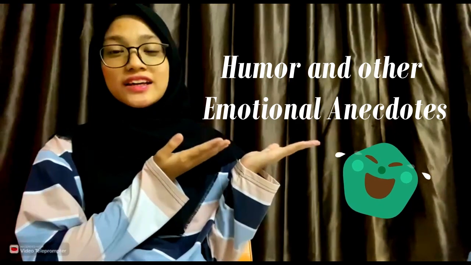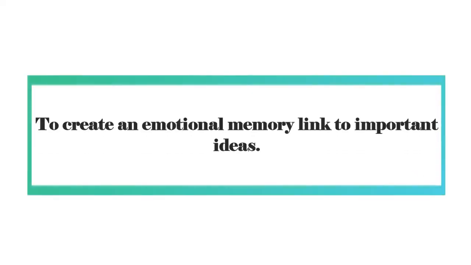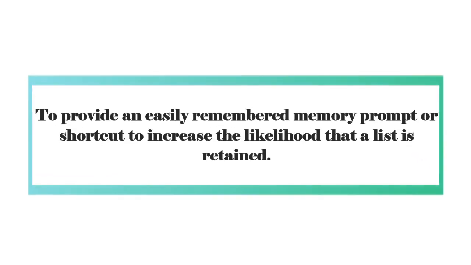The fourth technique is humor and other emotional anecdotes. Some might think that humor is useless in making informative speech memorable, but it actually can create an emotional memory to link important ideas. The last technique for making informative speeches memorable is mnemonics and acronyms. This technique can provide an easily remembered memory prompt or shortcut to increase the likelihood that the list is retained. This is because people are more likely to remember short and precise information rather than difficult and complicated ones.